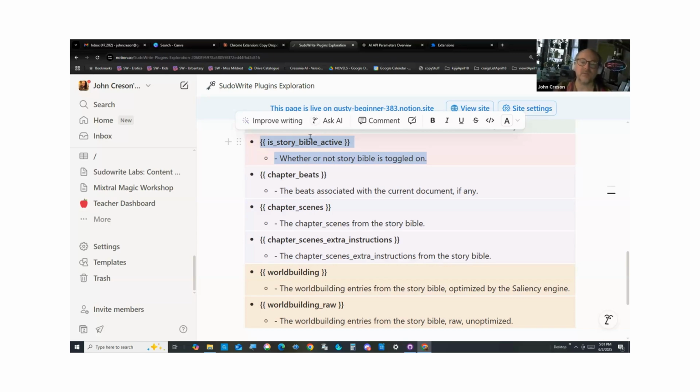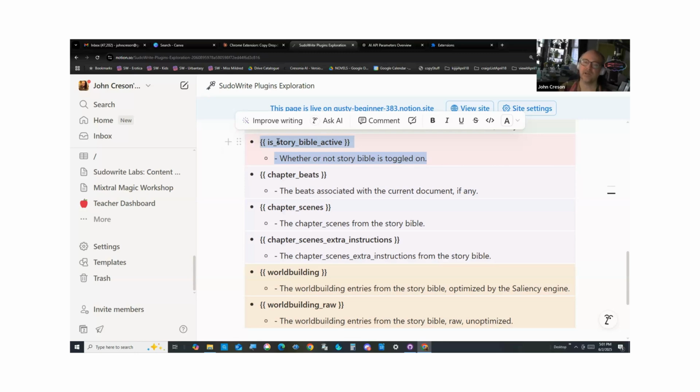Myself, make one for the Story Bible and make one for not the Story Bible, and then you know that you've done it right. If you're comfortable with figuring out how to put an if-then statement into a prompted plugin, and there are people that will show you how to do it, Christina actually has an example of how to do this.